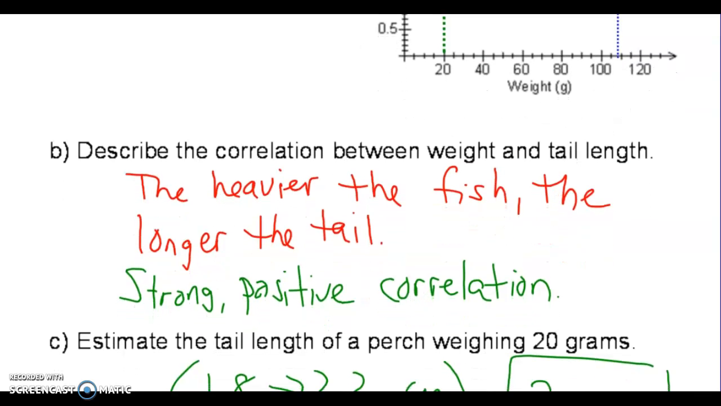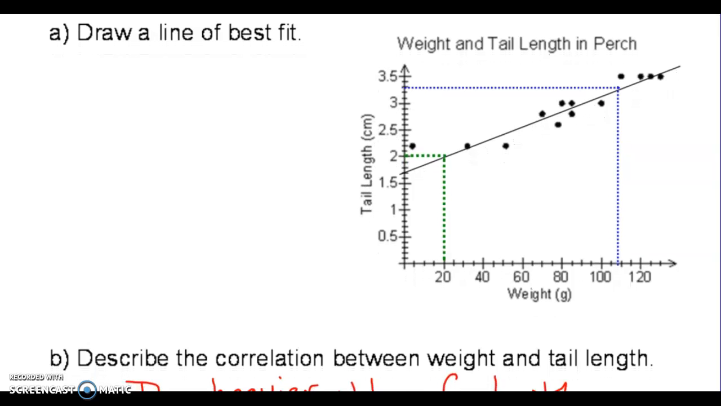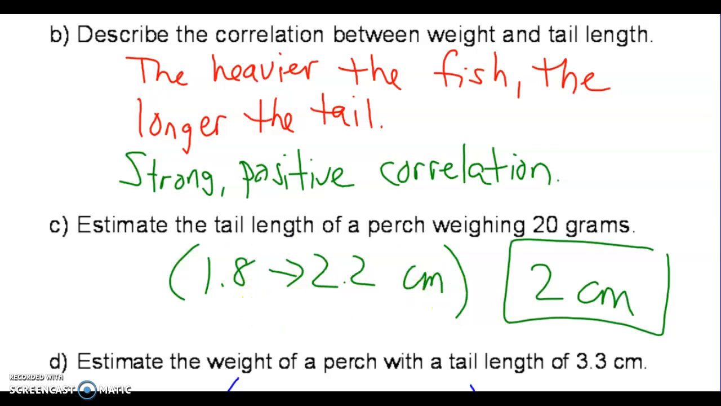C, estimate the tail length of a perch that weighs 20 grams. So if we go back to the graph, here's 20 grams. So I'm going to draw a vertical line. I'm going to make this line touch my line of best fit, and I'm going to read across horizontally, and it looks like it's about 2. So there will be a little bit of flexibility here because your lines will not all be identical. So there will be a little bit of a range, of an allowance when you answer these questions. Okay. So you can see here I've written down anywhere between 1.8 and 2.2 would be an acceptable answer.